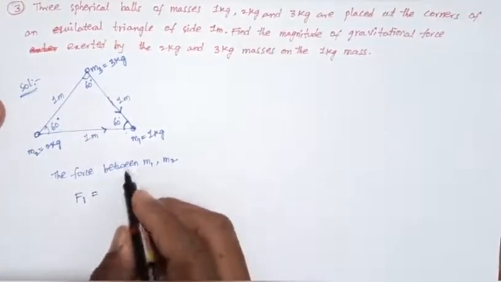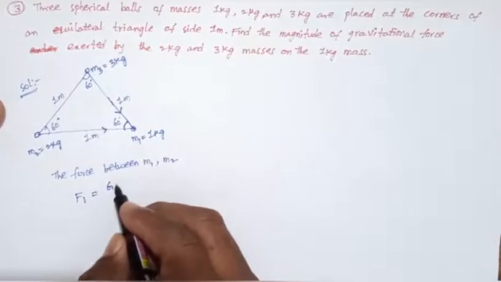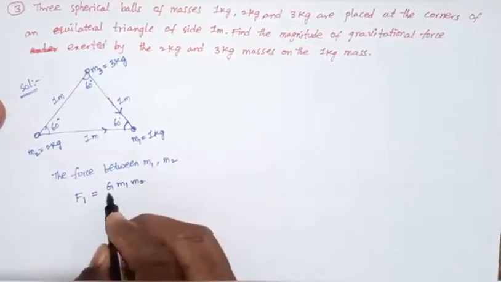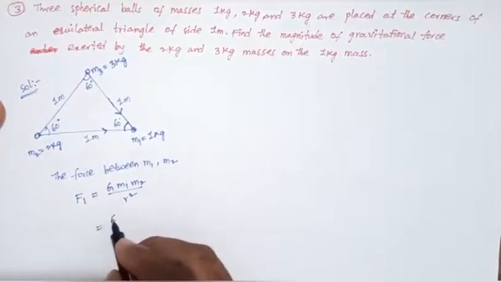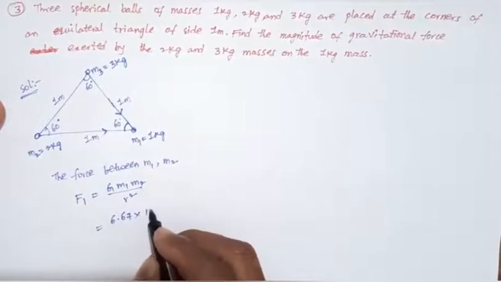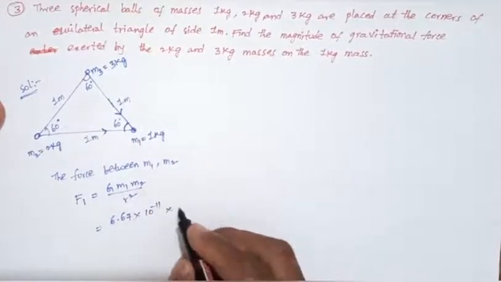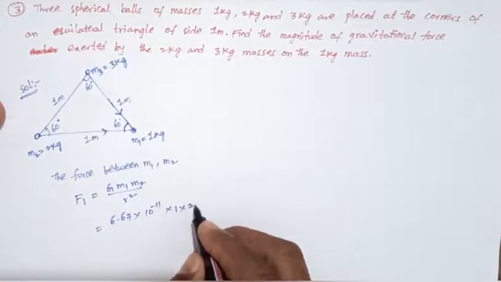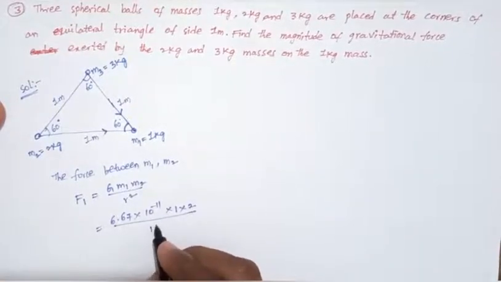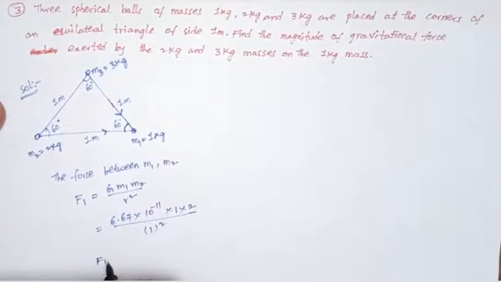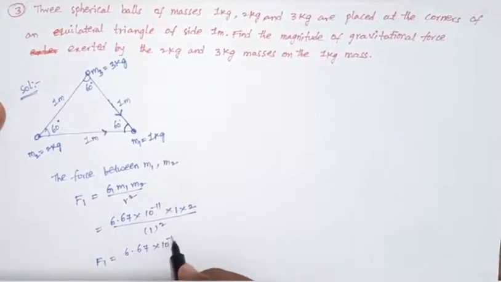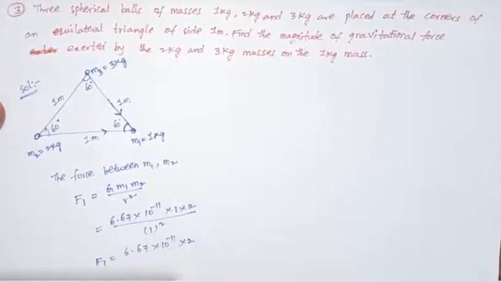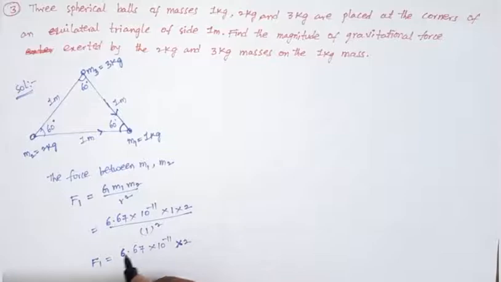We consider F1 equals G m1 m2 by r square, that is 6.67 into 10 to the power of minus 11 into m1 equals 1, m2 equals 2, divided by 1 square. So F1 equals 6.67 into 10 to the power of minus 11 into 2. Okay, it is newtons.